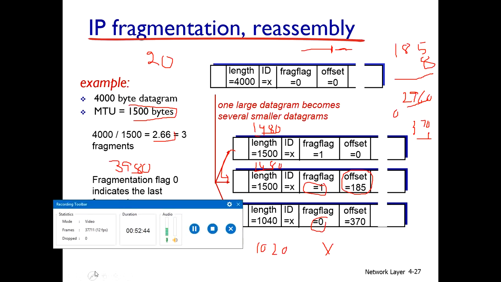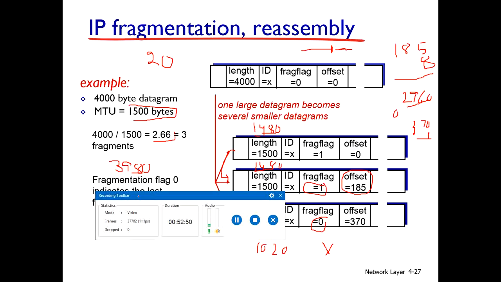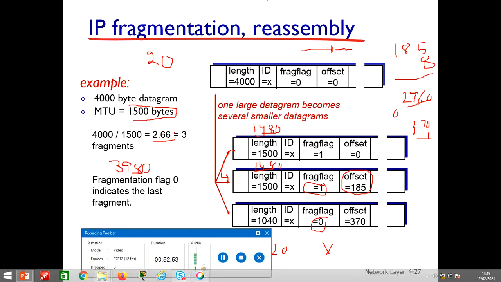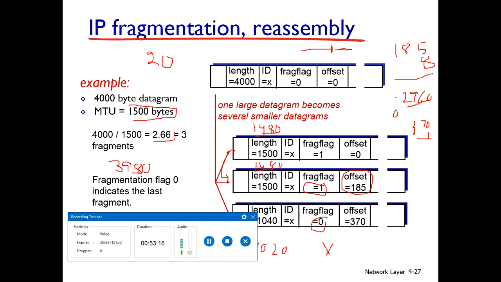So the offset is nothing but the quotient. The offset basically specifies 370. It specifies that the data should be inserted beginning at byte 2960. That's why the offset is 370: because 1480 plus 1480, this data has already been sent, which is 2960. When you divide 2960 by 8, why by 8? Because each byte is 8 bits. So when you divide it by 8, you get the quotient 370. So this is what we get as the offset.